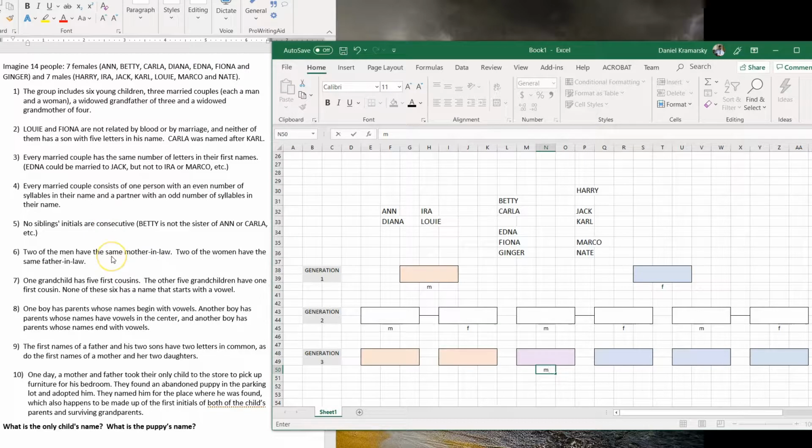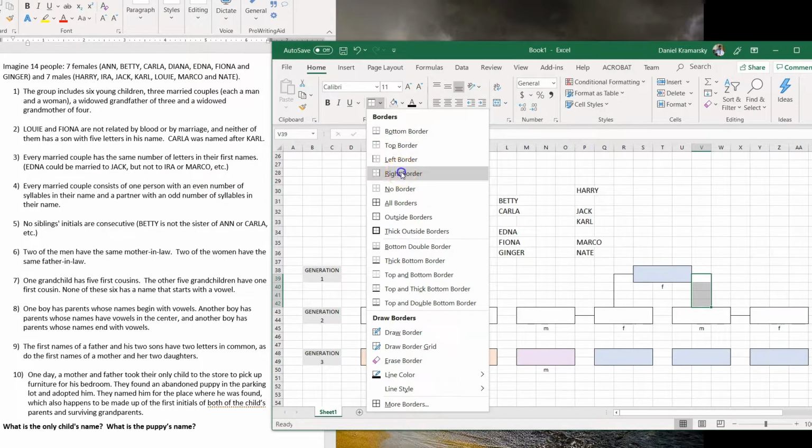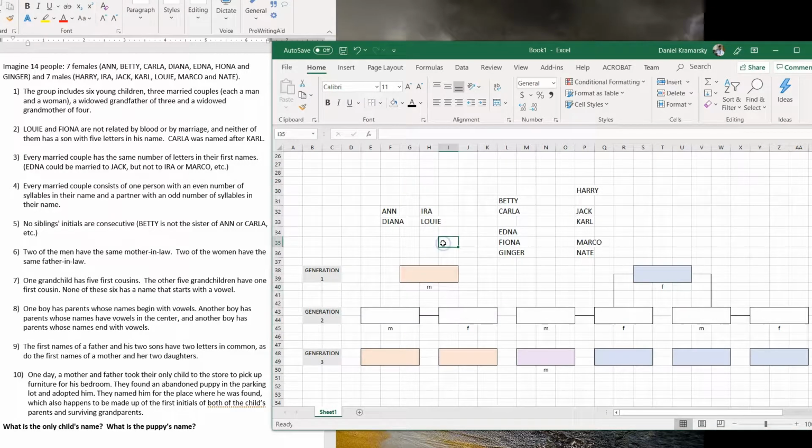2 of the men have the same mother-in-law. 2 of the women have the same father-in-law. If 2 of the men have the same mother-in-law, in other words, the mother-in-law is the female who is the mother-in-law of this man and this man, let's say. So she has to have 2 daughters, one of whom married this guy, the other one married this guy, giving 2 of the men the same mother-in-law. And the same thing here.